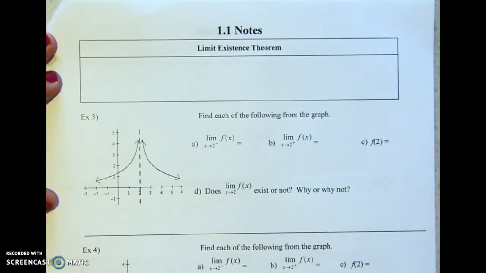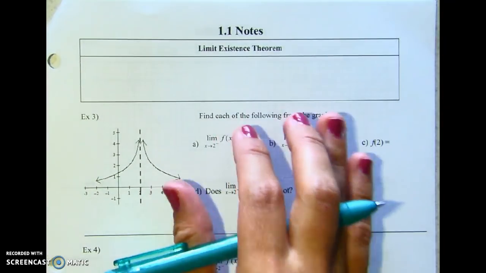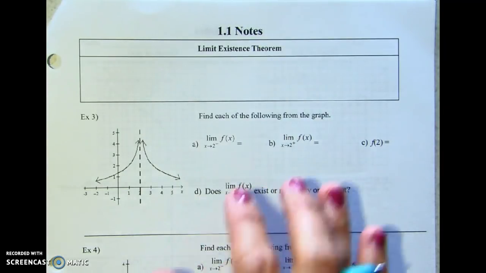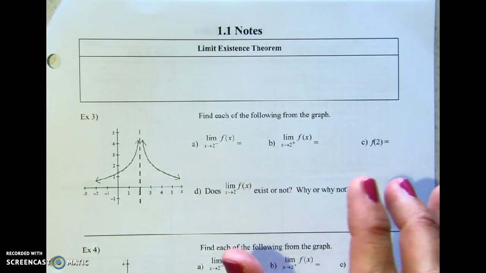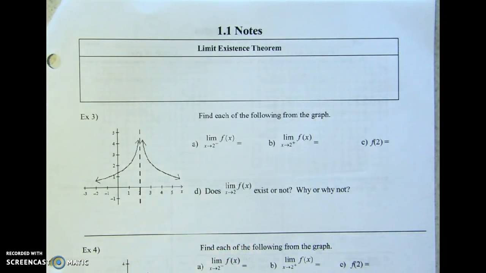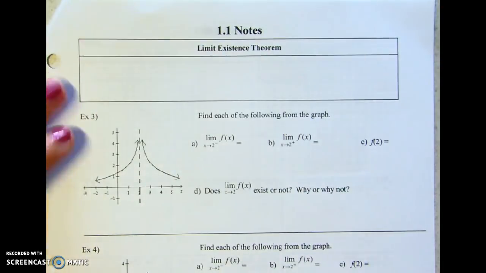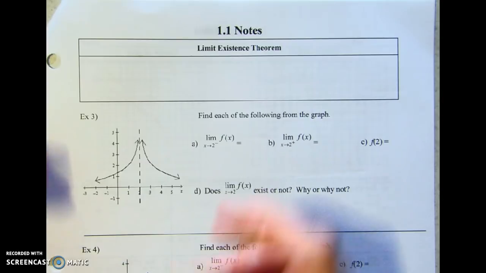When does a limit exist and when does it not exist? I also have a chart, an anchor, like notes in the classroom on the limit existence theorem. But here we go. A limit only exists when, can you guys see the green? I don't know if you can. Okay.